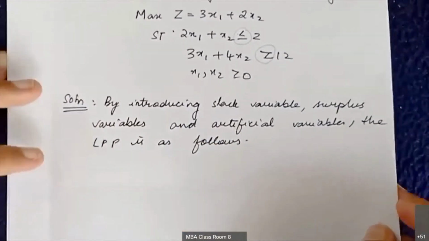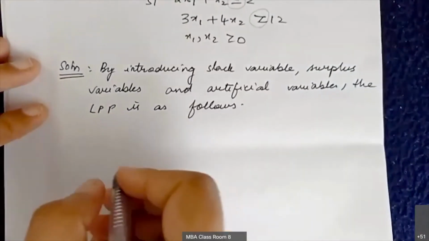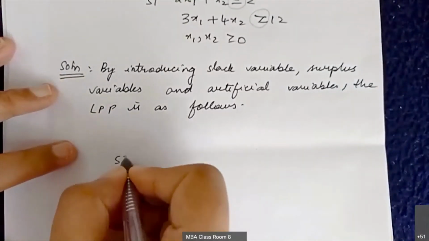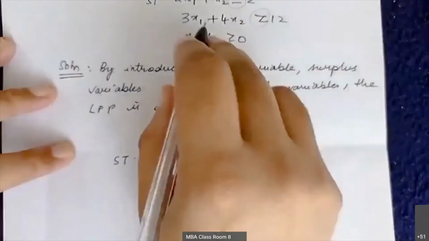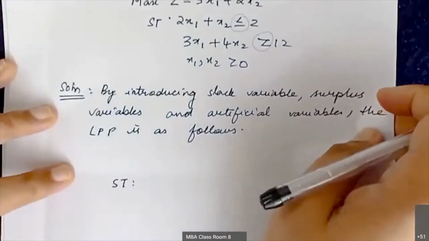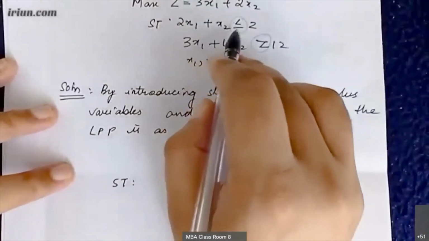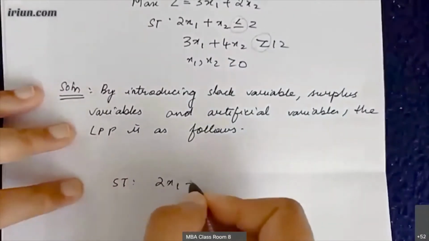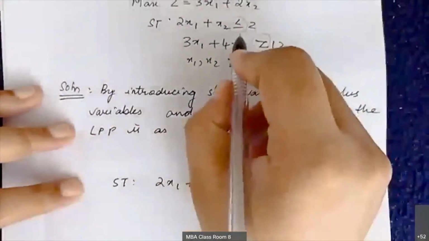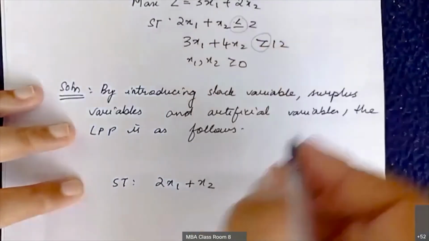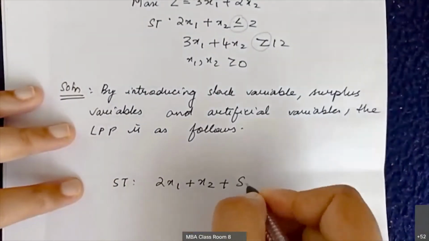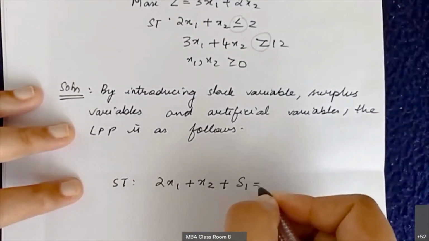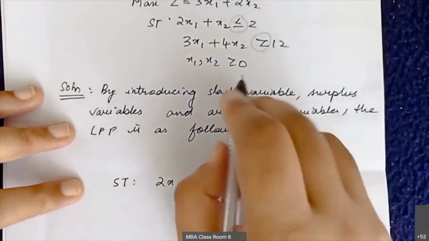First of all, we'll write the constraints, subject to. The first constraint is 2x1 plus x2 less than or equal to 2. Here we have 2x1 plus x2. Instead of the less than or equal to symbol, we will introduce the slack variable s1, and then we'll put equal to 2. So the first constraint is over.